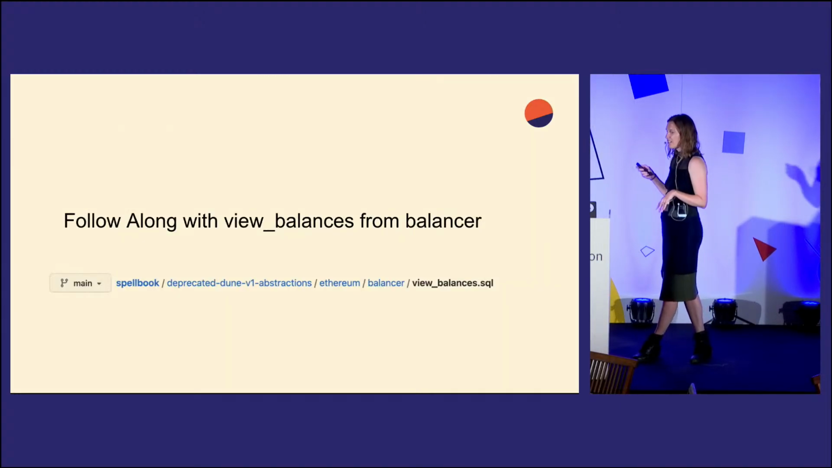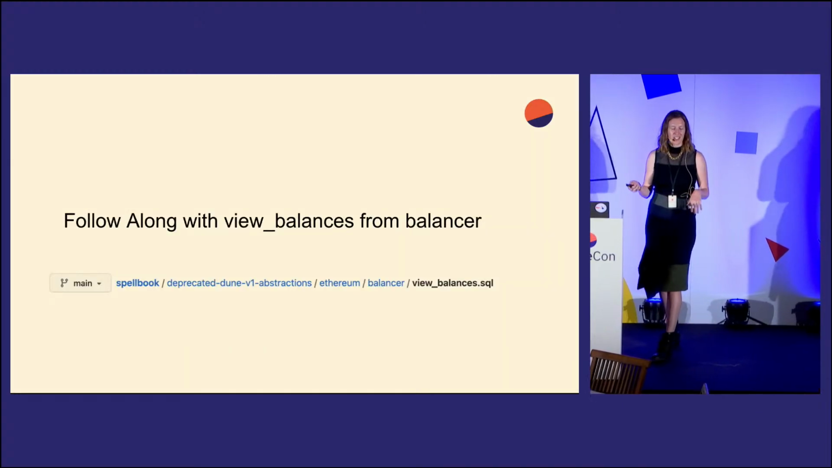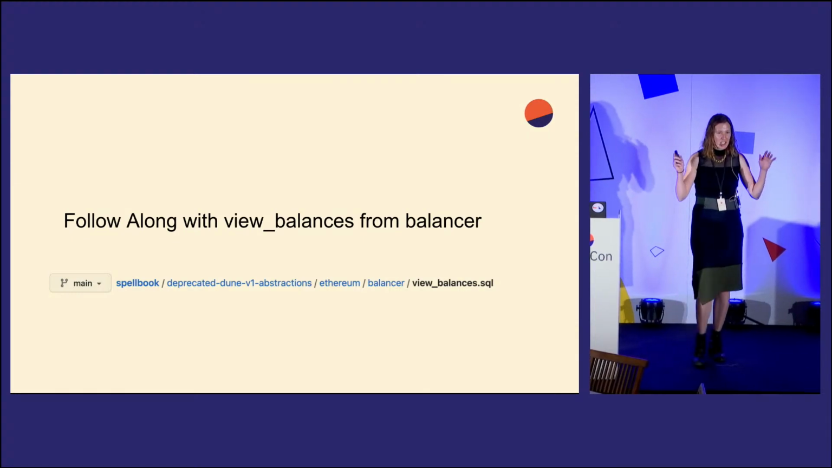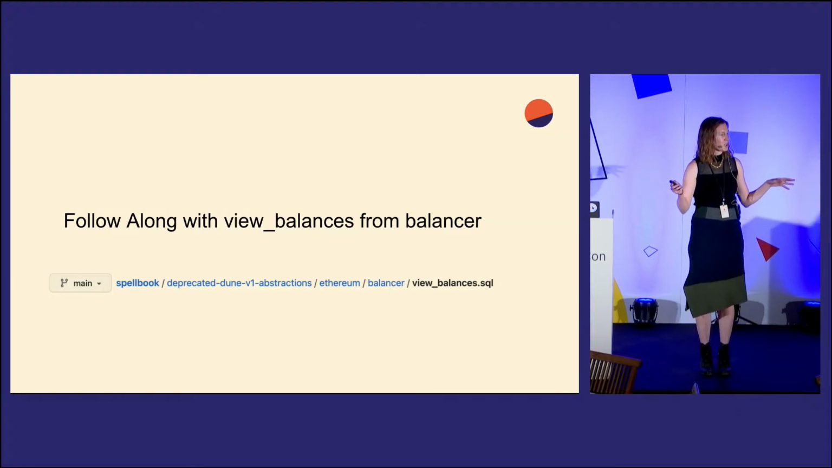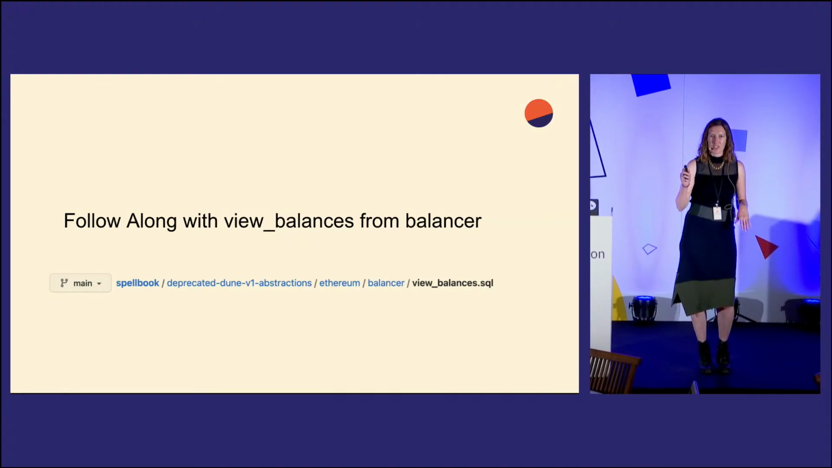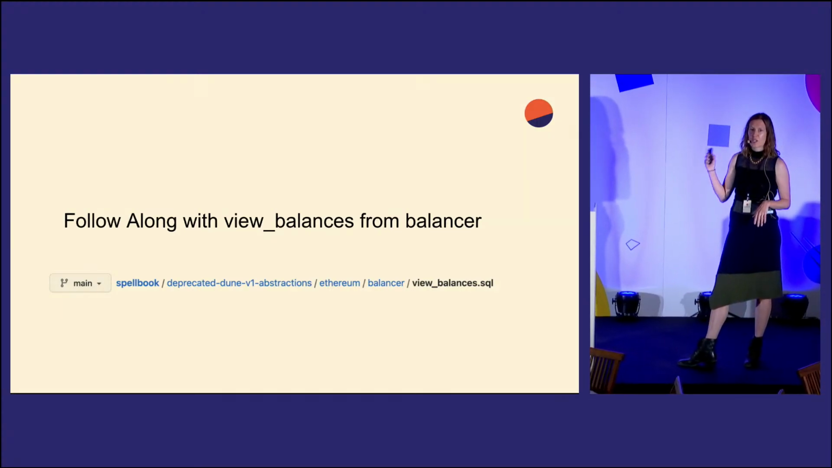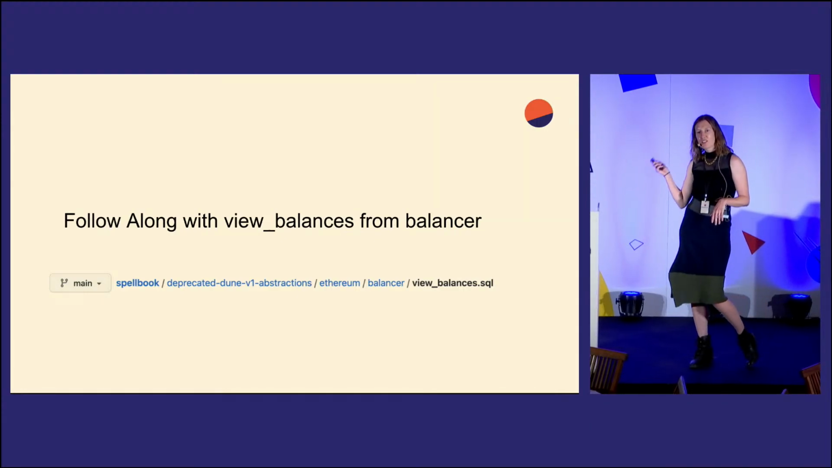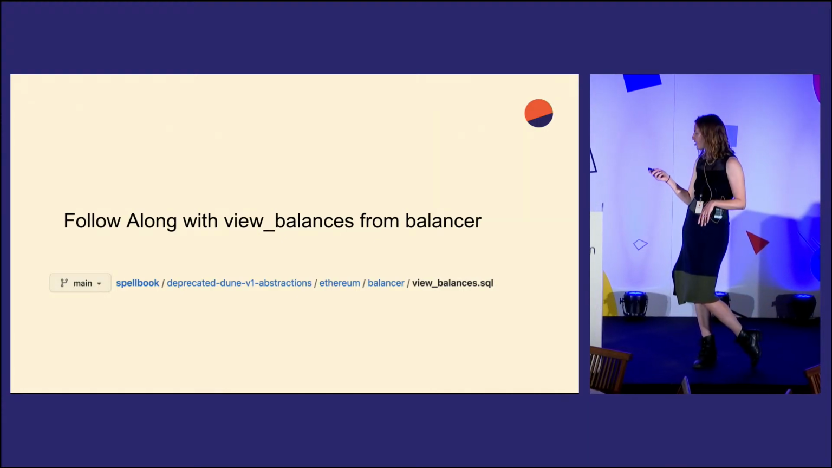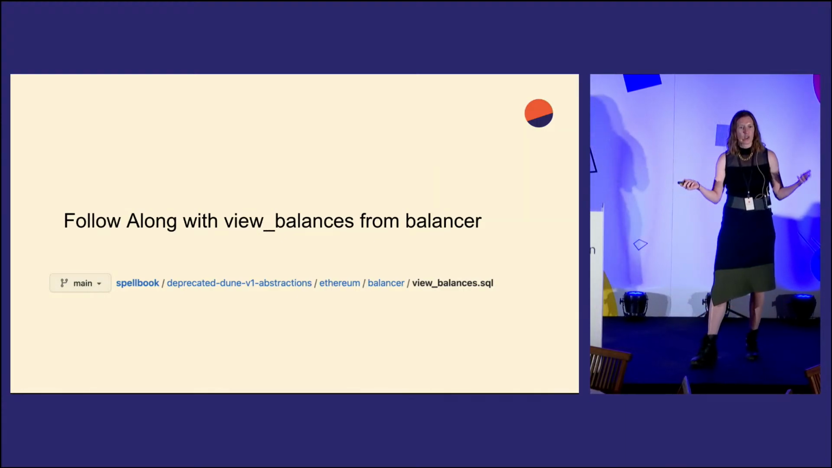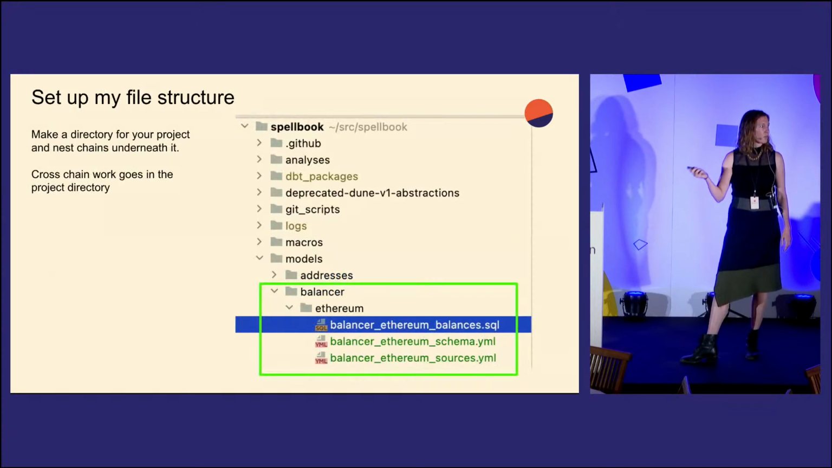I've selected view balances from Balancer. I tried to be kind of egalitarian and pick a random project so I wasn't showing too much favoritism, and this is the one that I landed on. You can find the V1 version under deprecated Dune V1 abstractions, Ethereum, Balancer, view balances. Either navigate to that in your locally cloned repo or on github.com.